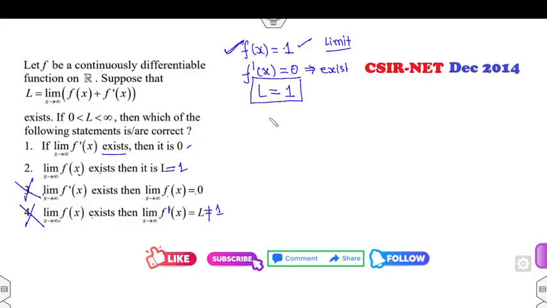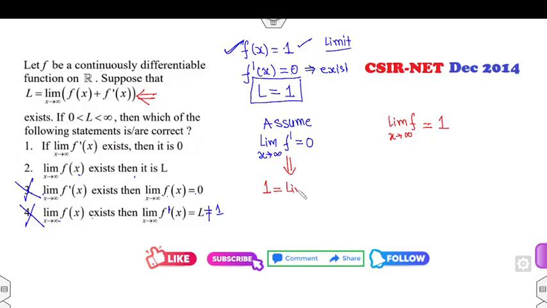Now look at that. Out of these two options, if I discard the second option, then automatically the first one is the right answer. If I discard the first option, then the second will be the right answer. So I can assume the first option is correct: the limit of f dash exists and is 0. Then my target is to check whether the second option, the limit equal to L, that is 1, is true or not. If this is true, I can substitute the value at this point. L will be 1. This is the limit as x approaches infinity of f plus 0. That is, we obtained this. That means if I assume this is correct, we have obtained the second one.